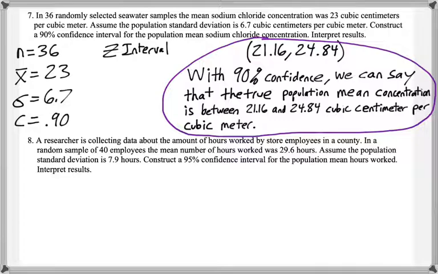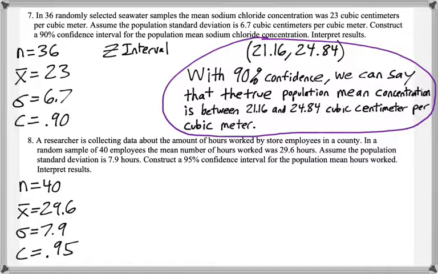So we want to organize our information. N is 40, X bar is 29.6, sigma is 7.9, and our confidence level is 0.95.